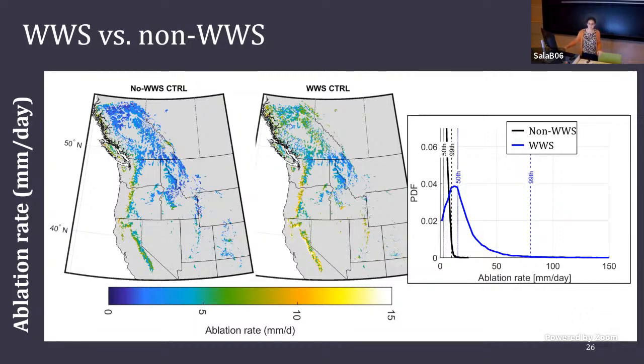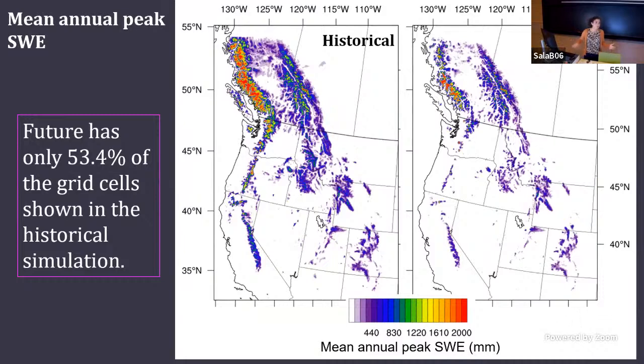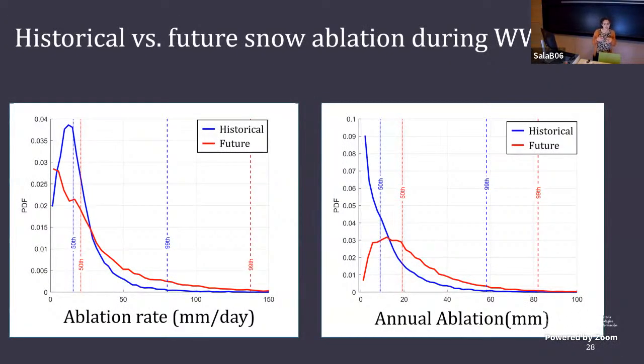That's the main message. In the future, first we look at the domain again, and we see that in a warmer climate, we get fewer pixels with snow water equivalent above 150 millimeters. It's a little bit more than half of the pixels that stay there. But we use those regions, and we calculated again the ablation rate and the total ablation, because annual ablation accounts for the total amount, right? Ablation rate is the speed at which the snow is losing.